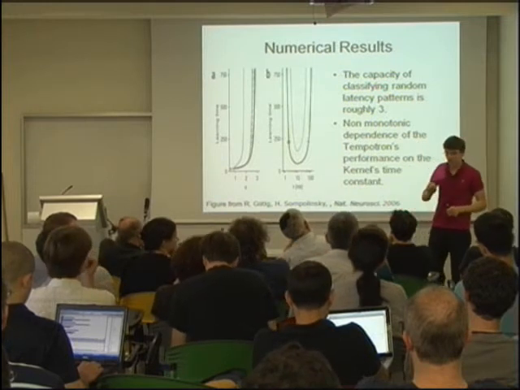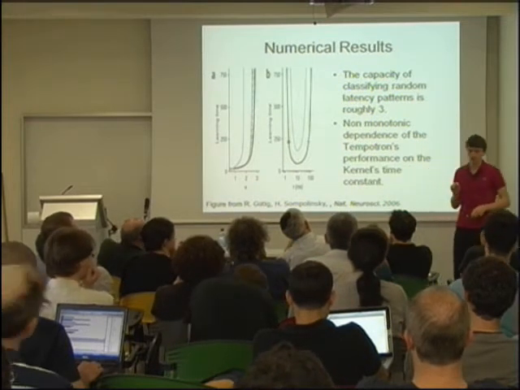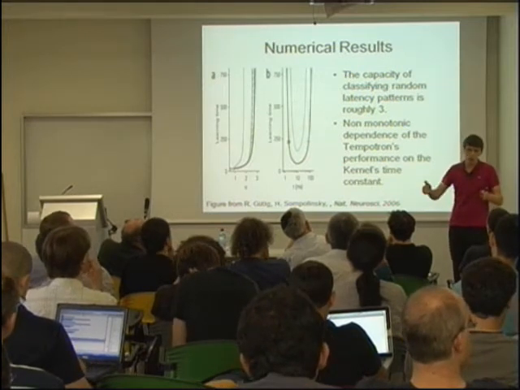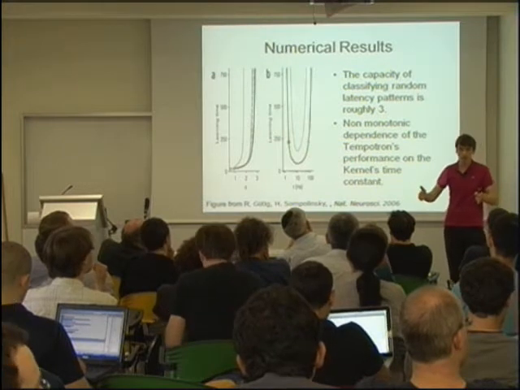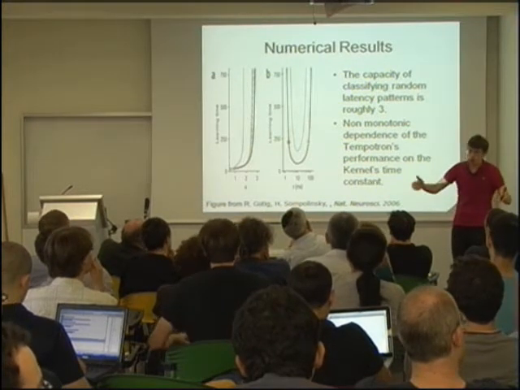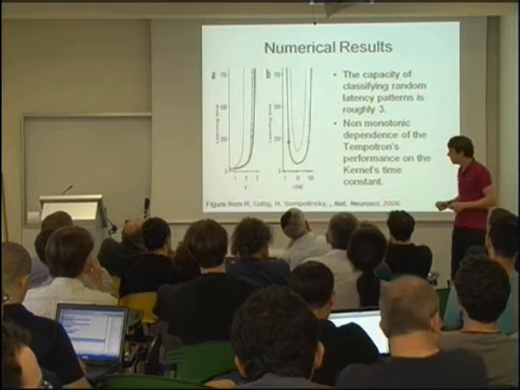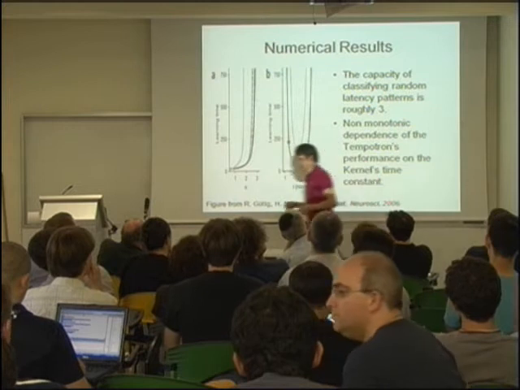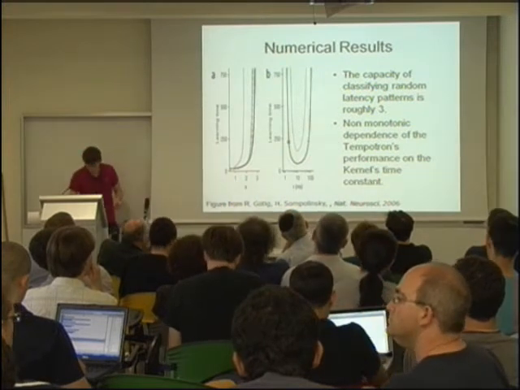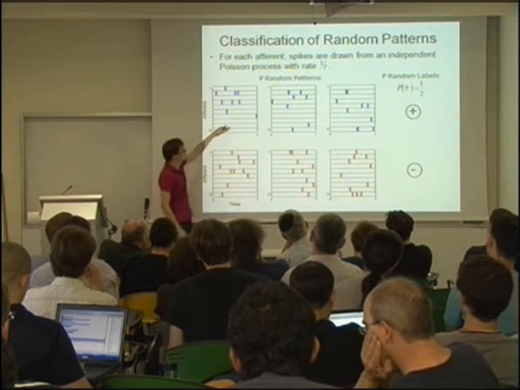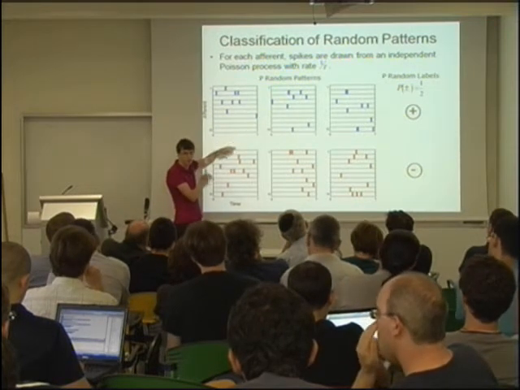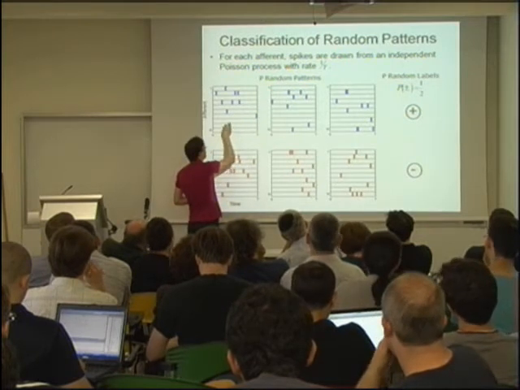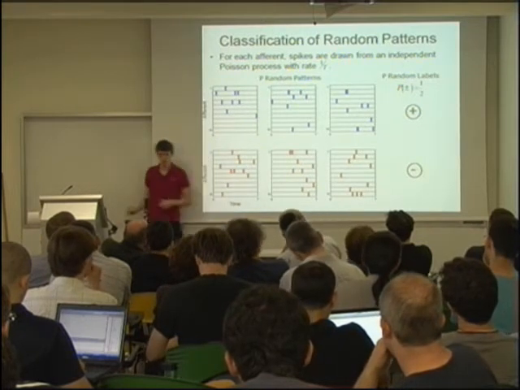No. The input always has a rate of 1 over t, but there might be some realizations where no spikes are coming until time t, and then after we draw these patterns, we keep them fixed. Oh, I see. Okay, so this is very important. Yes, very important. We generate these patterns from Poisson processes, but once generated, they are fixed. The timings are fixed, and every time the temperaton sees this pattern, it sees exactly these spike times.